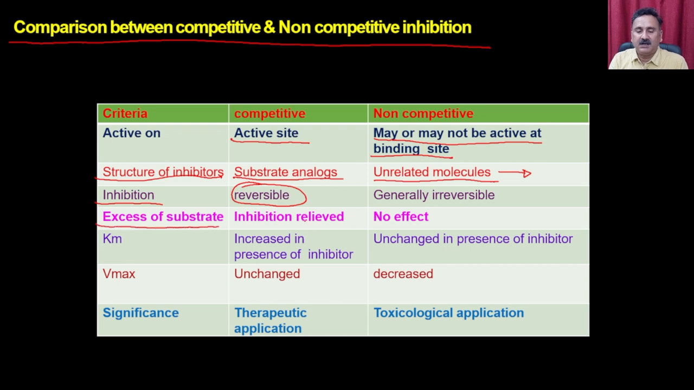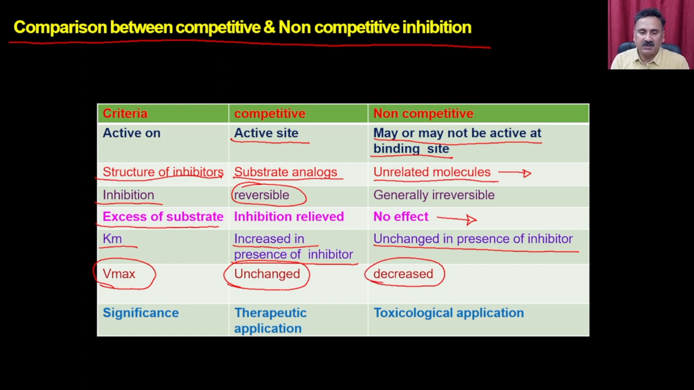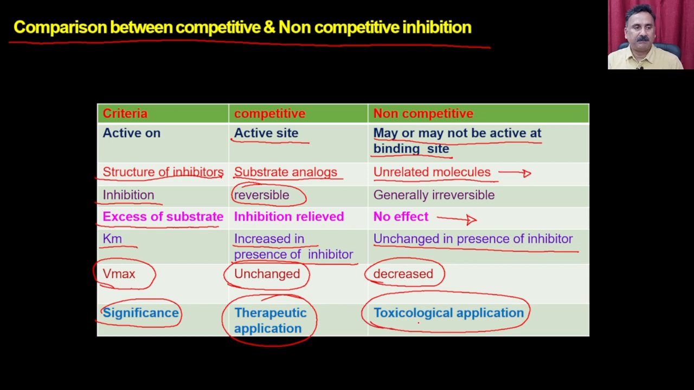Then if you add an excess of substrate, the inhibition can be relieved in the case of a competitive inhibitor, but it has no effect on the non-competitive inhibitor. And that's why the non-competitive inhibitors are more potent compared to the competitive inhibitors. The KM is going to be increased in the presence of a competitive inhibitor, whereas it is going to be unchanged in the presence of a non-competitive inhibitor. The Vmax is going to remain unaltered in the case of competitive inhibition, whereas it is going to be decreased in the case of a non-competitive inhibitor. What is the significance? Competitive inhibitors have therapeutic applications, whereas the non-competitive inhibitors are mostly used in toxicological applications.